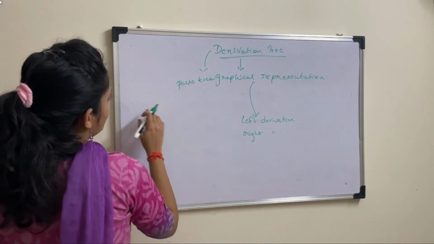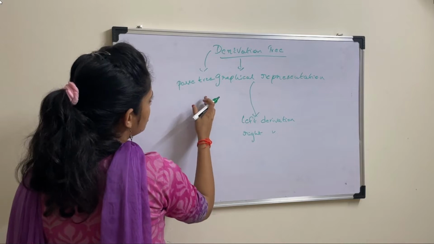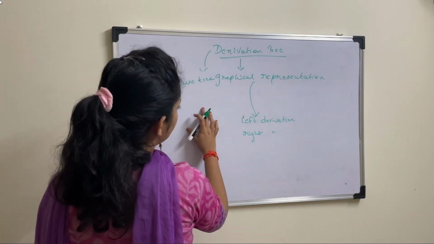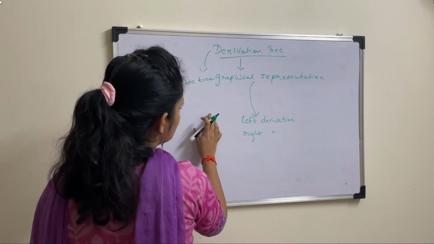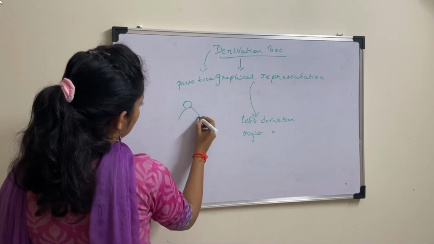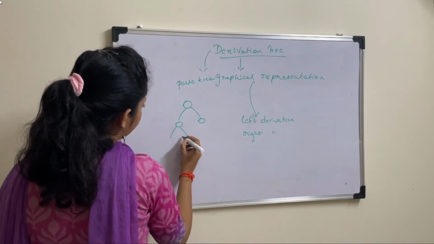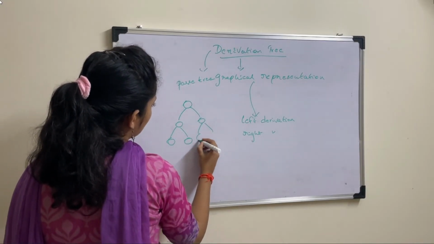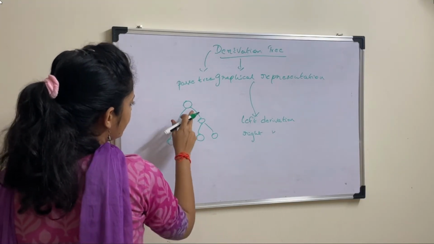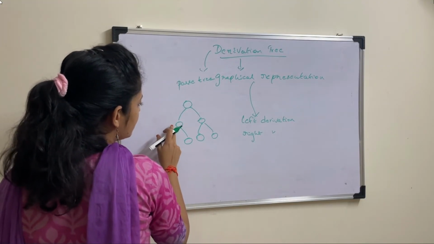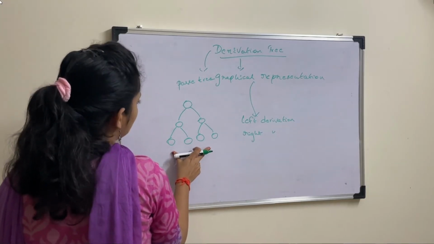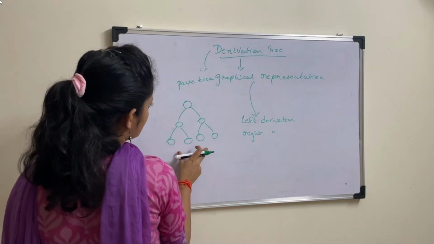Okay, so I think you already have an idea regarding what is meant by a tree and what are the different terms we use in a tree. So if this is your tree, this is nothing but the root node, right? So these are the internal nodes and these are the leaf nodes. This thing we already studied while studying data structures.